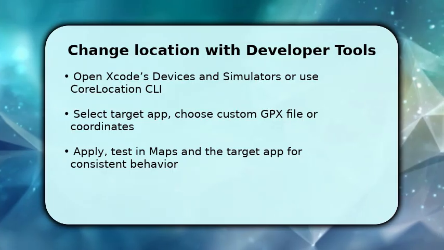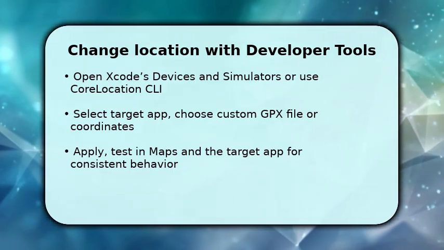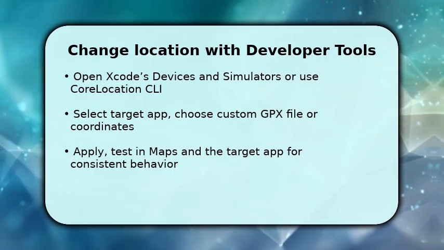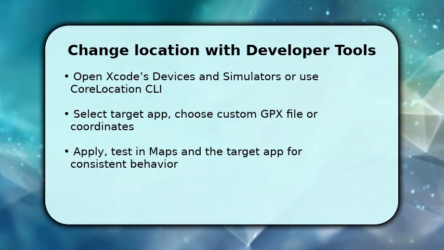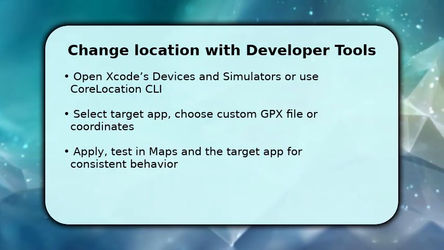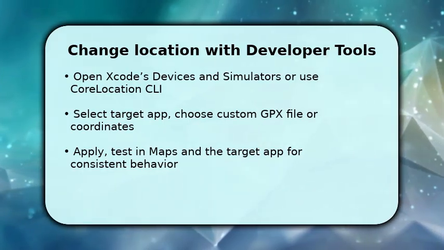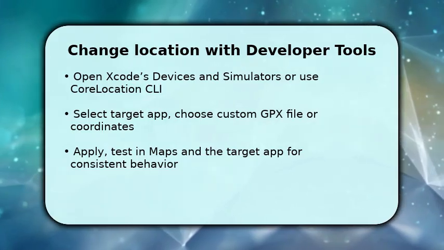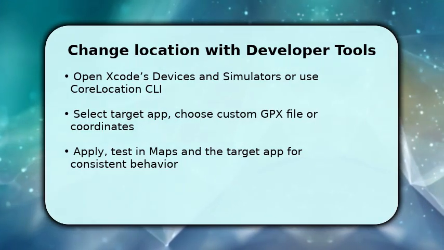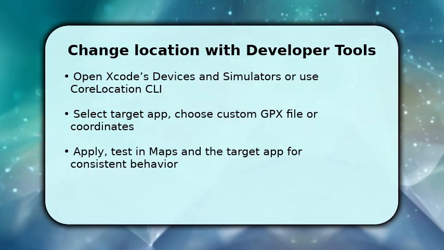Open Xcode and go to Devices and Simulators, or use a Core Location command line tool if you prefer terminal. Create or import a GPX file defining the exact coordinates you want, or enter lat/long directly. Then select your running app or simulator target and apply the GPX route. This overrides Core Location for that process.